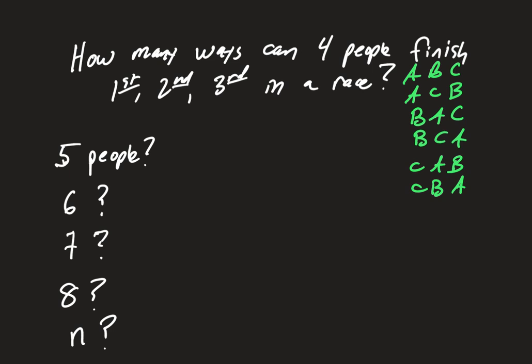And I believe those would be the only ones, for a total of six ways. One, two, three, four, five, six ways. There are six ways that three people could be. How about four people?